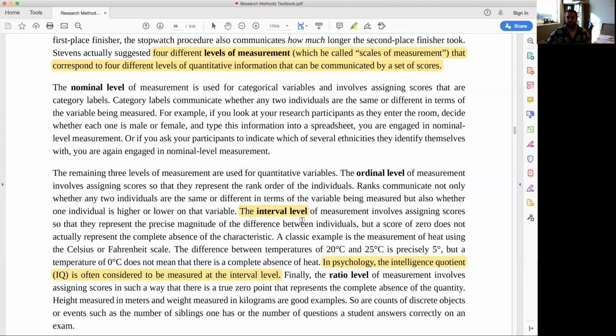And most of the characteristics that we're going to be dealing with in psychology run into this, that, nobody has 0 personality or they'd be dead. Nobody has 0 brain function or they'd be dead, right? So most of the time we are in the interval level of, yes, we might have a 0 point, but that 0 point does not reflect complete absence.